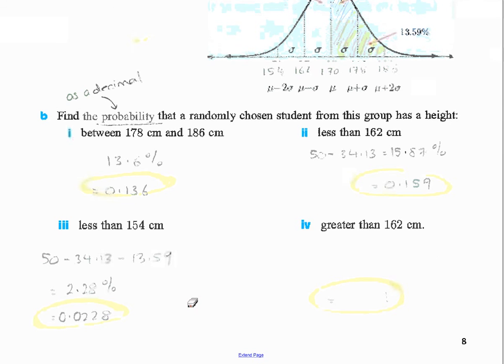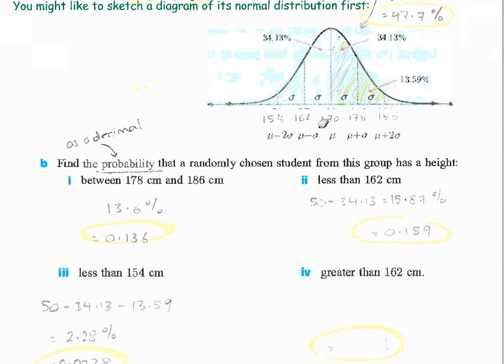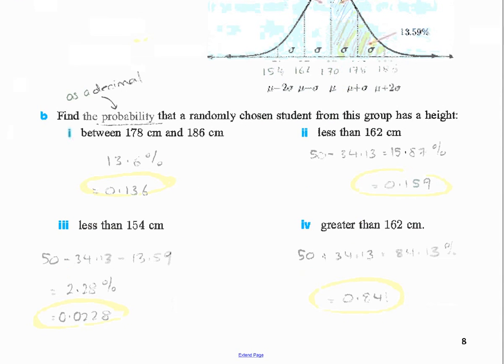Greater than 162 centimeters. Where's 162 centimeters? It's here. So it's basically 50%, that area here, plus 34.13. So greater than 162, that's a quick way to do it. 50 is that half here, plus that little area there, 34.13%, which gives you 84.13%. Divide by 100 and that gives you 0.841, or 0.8413 as an exact answer.